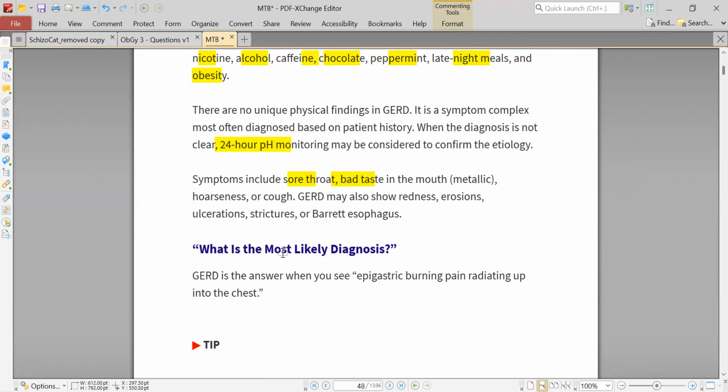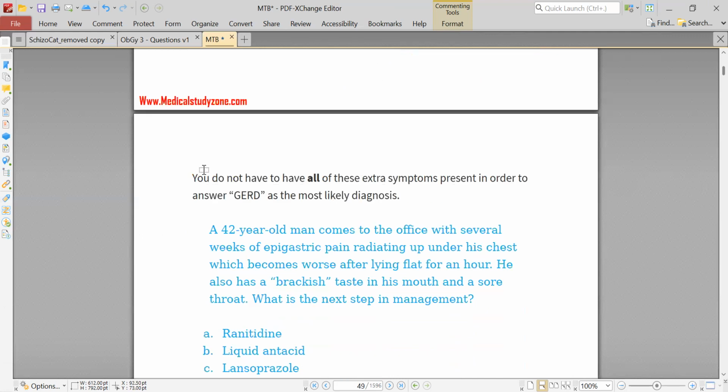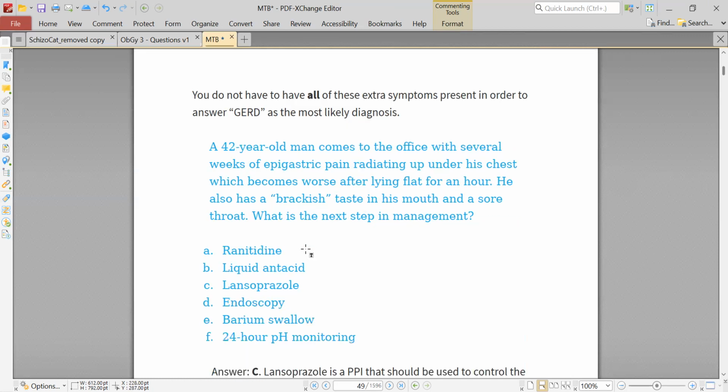What is the most likely diagnosis? GERD is the answer when you see epigastric burning pain radiating to the chest. You do not have to have all of these extra symptoms in order to answer GERD as the most likely diagnosis. So GERD is very, very simple. You can see it in almost all patients.